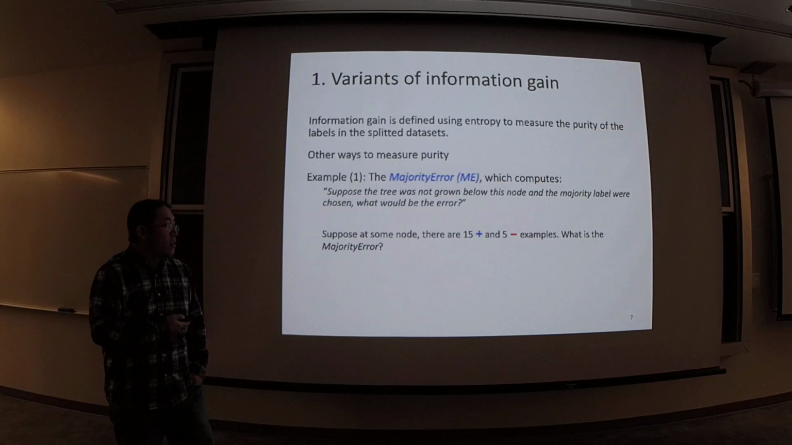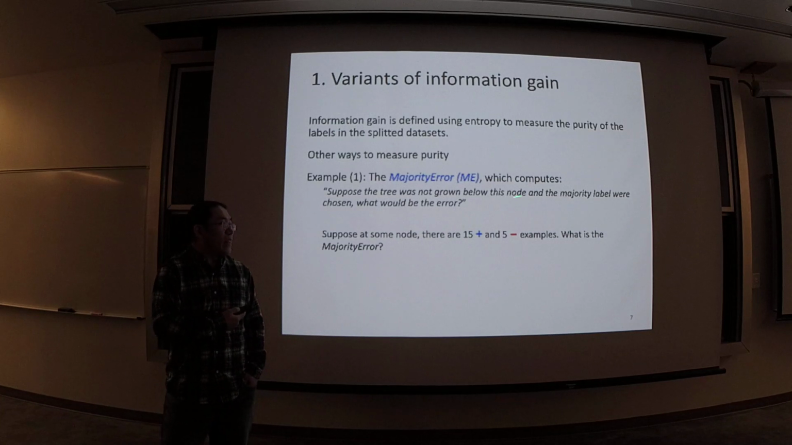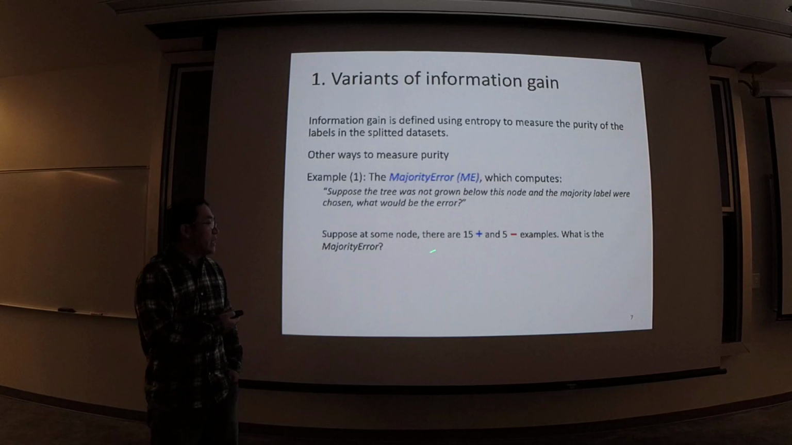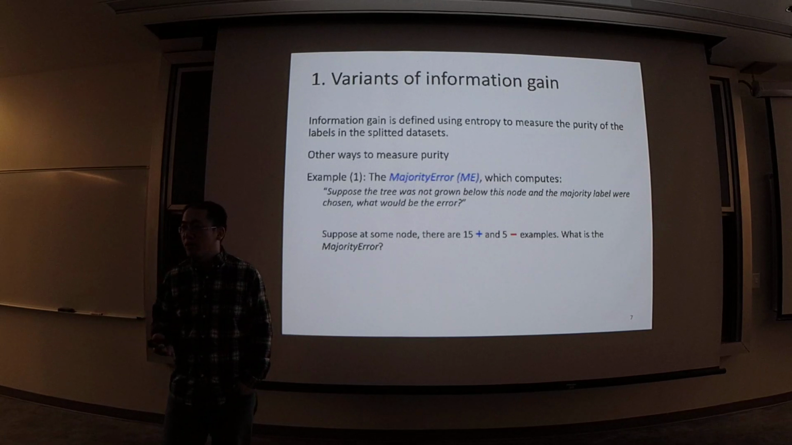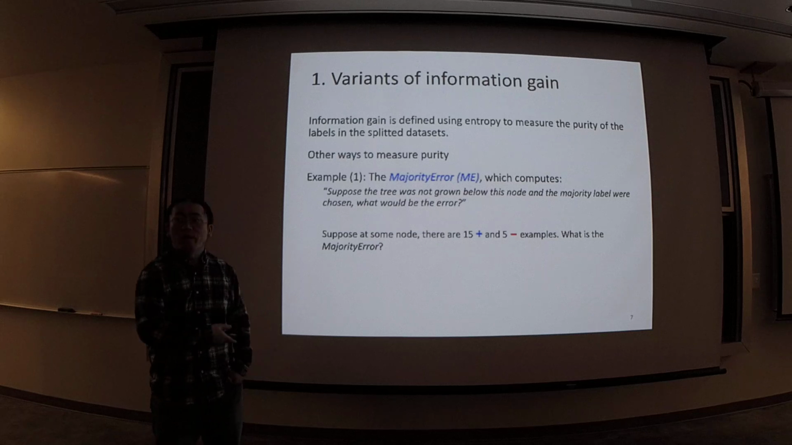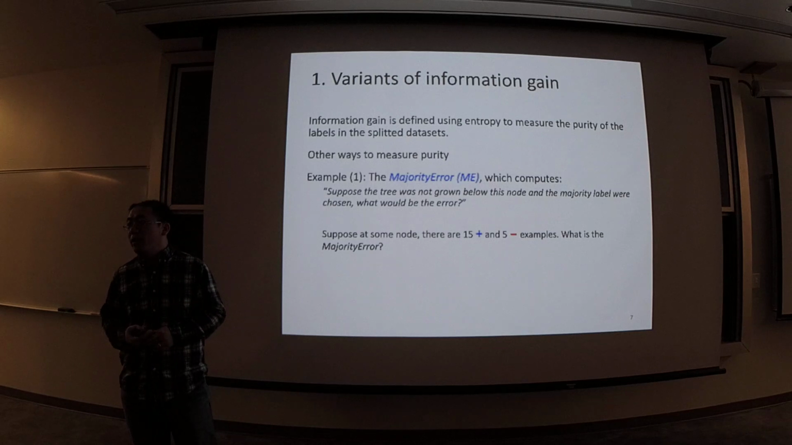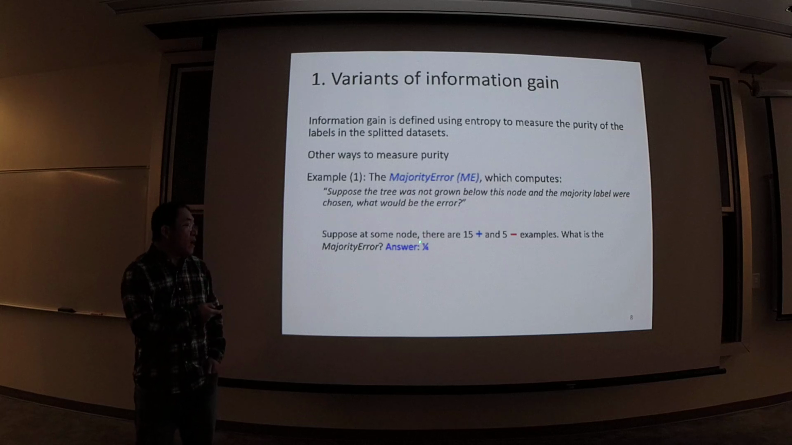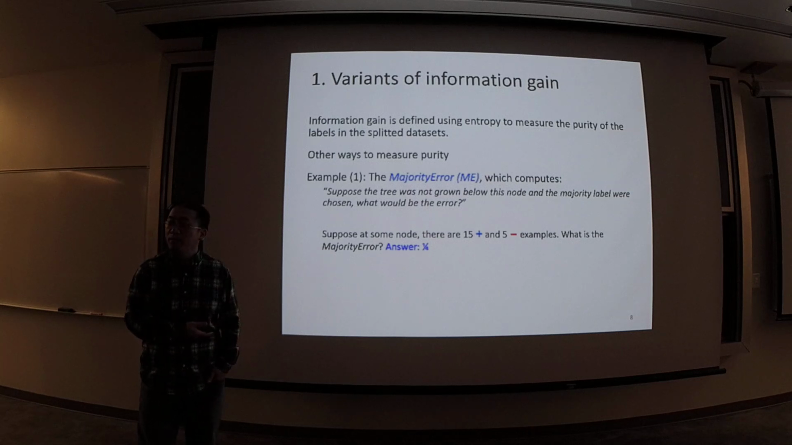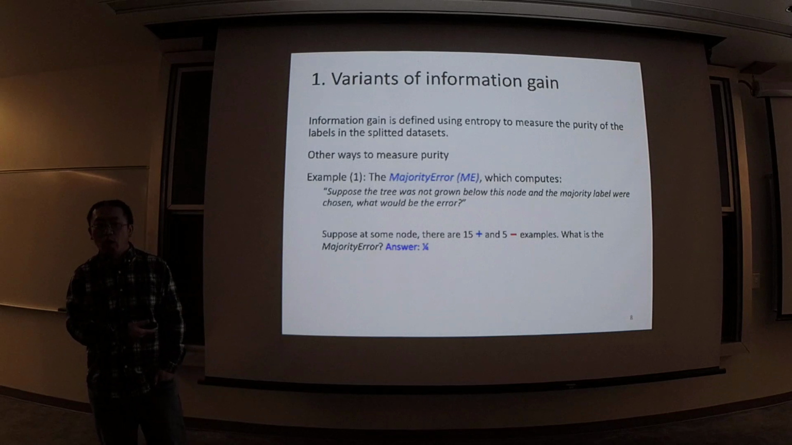According to the definition, majority error is the error that uses the majority label to make predictions. So what is the majority label? Positive, right? If I predict all the 20 examples to be positive, what is the error? 5 over 20, because obviously those 5 negative examples are all incorrectly predicted. So the majority error will be 5 over 20, which is 1 over 4. This is how we define majority error.